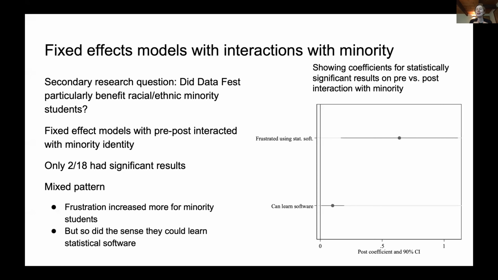Interestingly, they were kind of going in somewhat different directions. Frustration increased more for minority students, but so did the sense they could learn the software. So there's this interesting dynamic, those of you who've taught with econometrics software, right? Students sometimes get frustrated, but then they learn more. So that's a kind of interesting dynamic to think about.